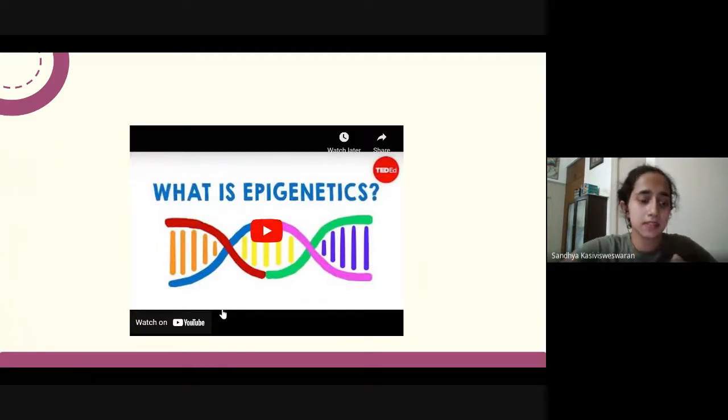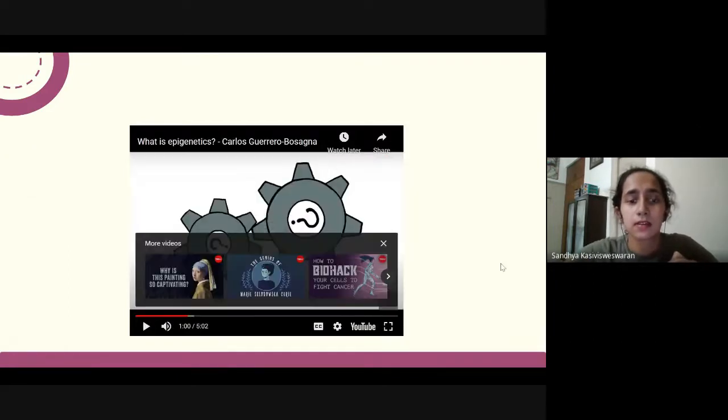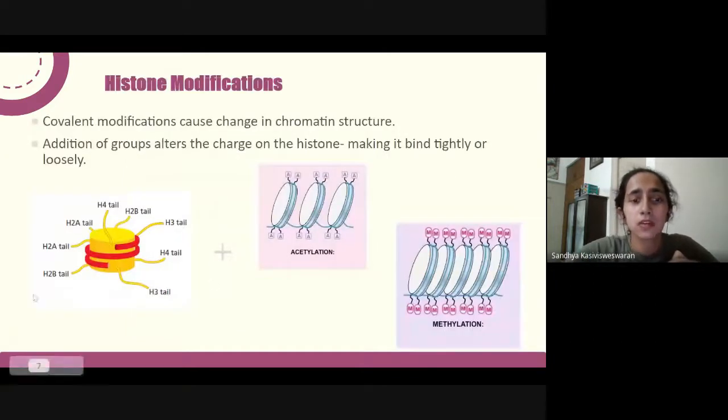So that's basically what epigenetic tags are about. So we will get into the details. So the first thing that you can change are histones. So we know that DNA is wrapped around histone proteins, and these proteins have tails, like you can see here, on which different chemical groups can be added to modify it.